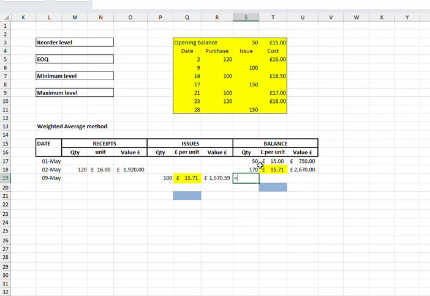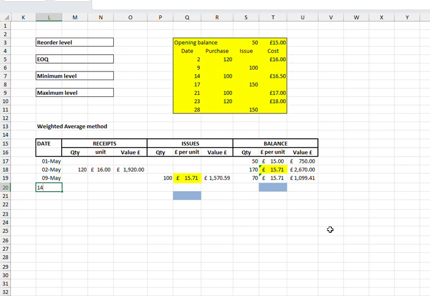So our balance after that is 170 take away 100, 70. And the value 2670 take away 1570, 1099. And the weighted average is going to come out as 15.71 because we've not added anything. It's the same figure. Okay.